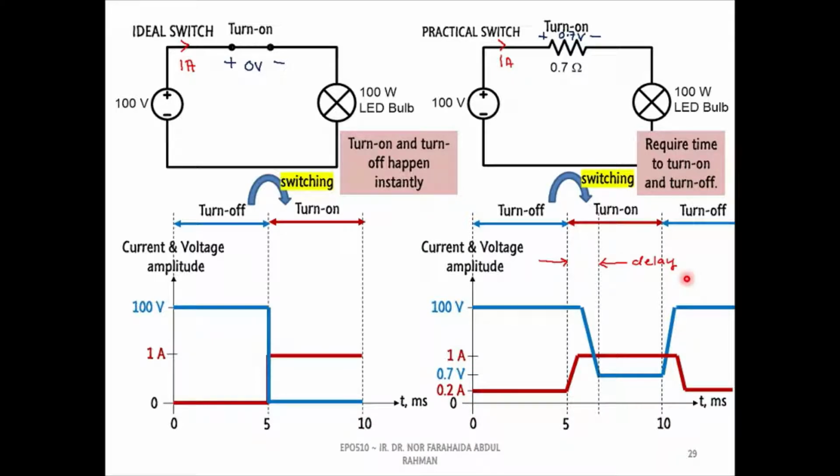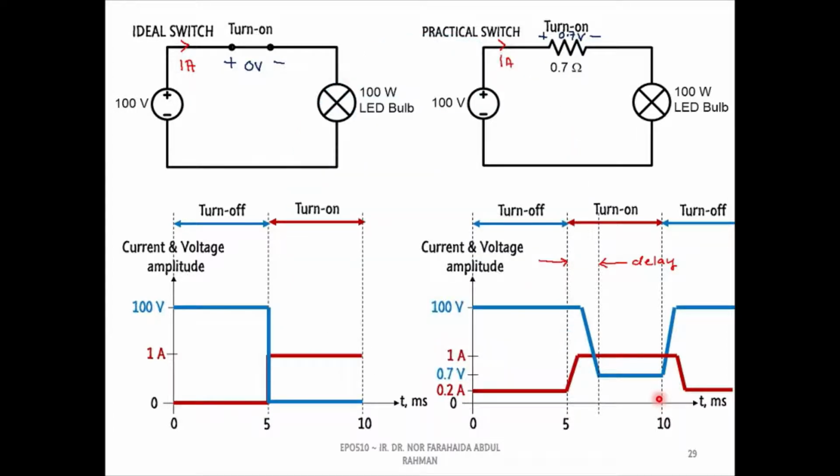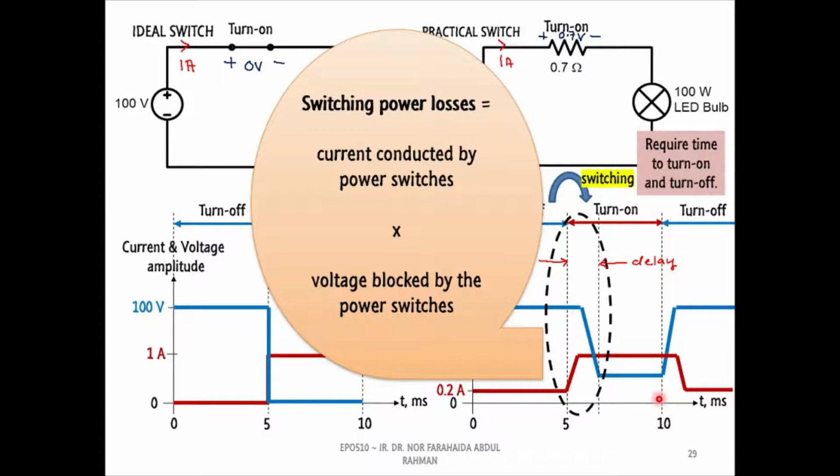Additionally, the product of current and voltage during the on state causes the power switch to produce the forward conduction power loss. Meanwhile, the product of current and voltage during the switching activity generates the switching power loss.